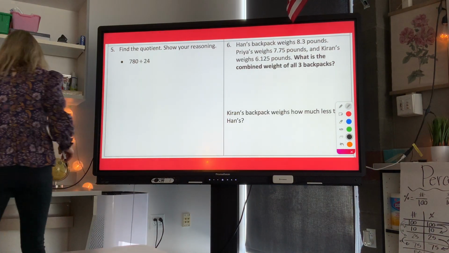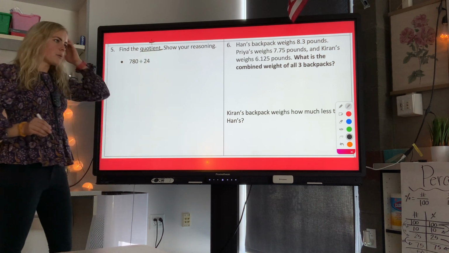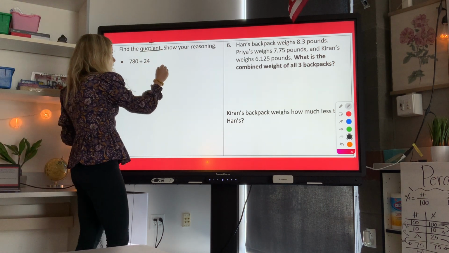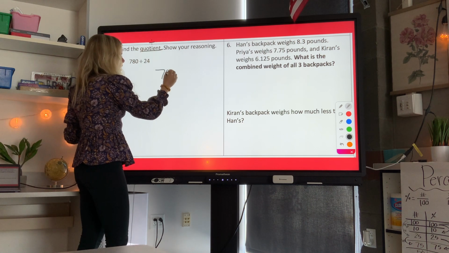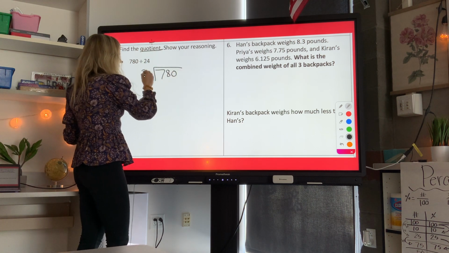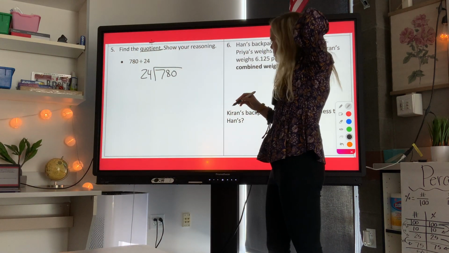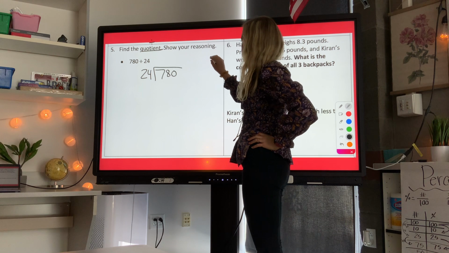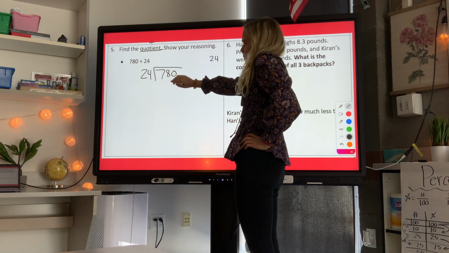Okay, moving on. Find the quotient. So the quotient is the answer to a division problem. So we have 780, our dividend, divided by our divisor. So you have 780 divided by 24. Okay? So one thing you can do is just count by 24s to help you get there. So you might want to guess and check.